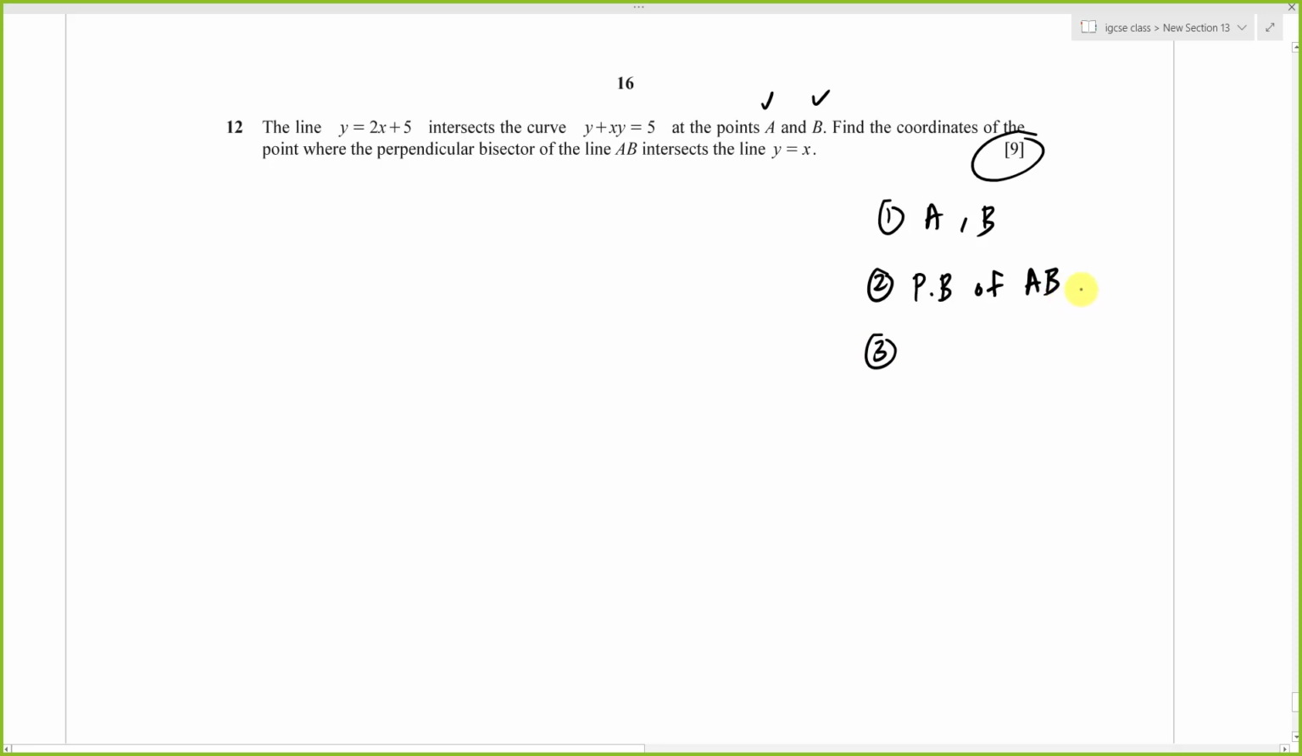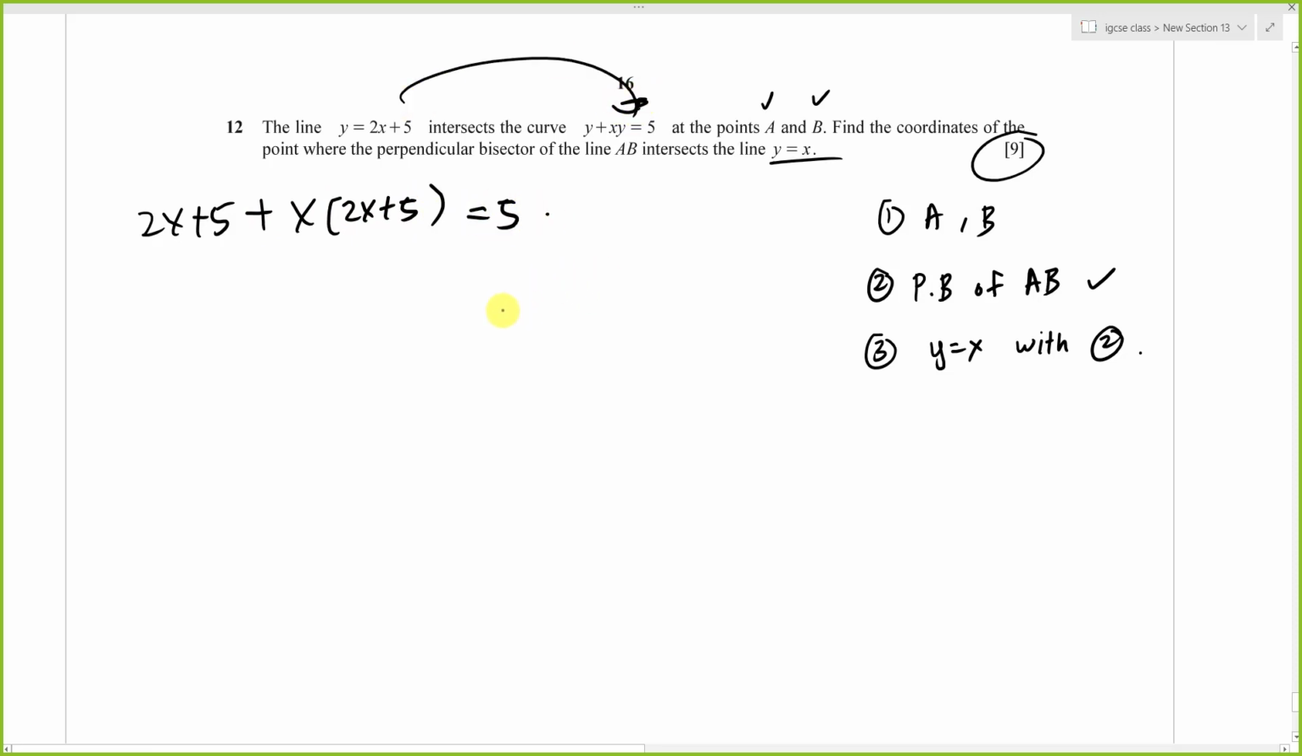Third objective, I will use the equation I find at part 2 to intersect with the line y equals x. Okay, it's not really hard because I can just substitute into each other. So 2x plus 5, equals 5. I just sub this equation in and solve it. 2x plus 5 plus 2x squared plus 5x equals 5. So this is 2x squared plus 7x.